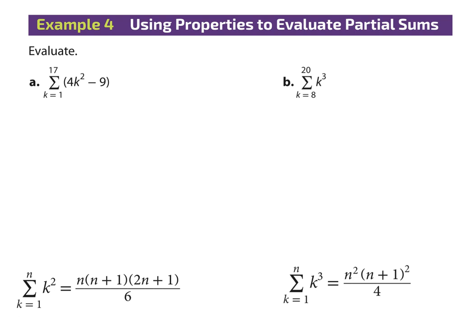So what we're going to do is replace it with our shortcuts. We're going to say 4, and instead of k squared, we're going to plug in our formula for k squared, all right? That's n(n plus 1)(2n plus 1) over 6. That is my shortcut for k squared, okay? And then for 9, any constant, you just end up multiplying by how many times? Because you're literally saying 9 plus 9 plus 9 plus 9 plus 9, 17 times. There's another way to write that. That's 9 times 17, okay?